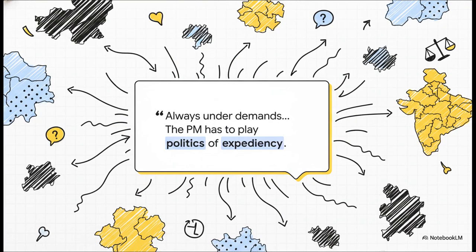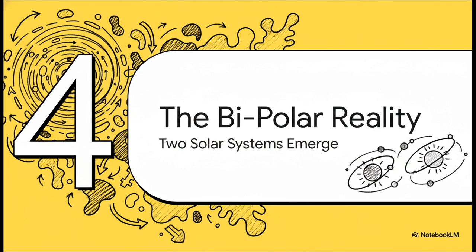But, as this really powerful quote from our source material highlights, managing a government of 24 distinct regional parties is no walk in the park. The coalition government is always under demands and compromise. The prime minister has to play politics of expediency. Every single regional partner has a specific demand for their home state, and managing that requires an intense, almost daily mastery of compromise. All right, Section 4, the bipolar reality.